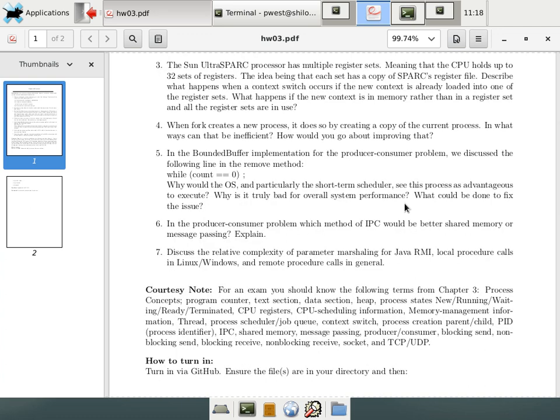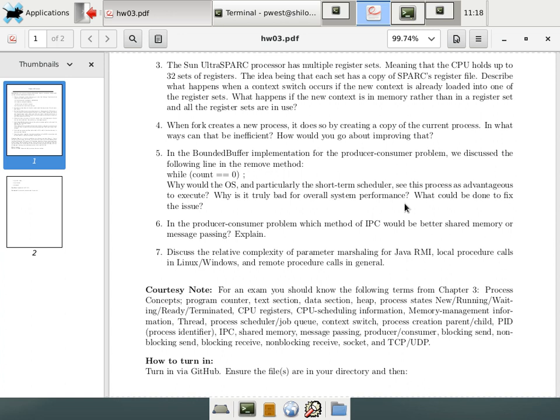Bounded buffer implementation. All right, this is where we're starting to get to something we haven't quite talked about. Bounded buffer means the buffer has a fixed size. That's actually what we're using. The shared memory has a fixed size. For producer-consumer interprocess communication, would it be better to use shared memory or message passing?